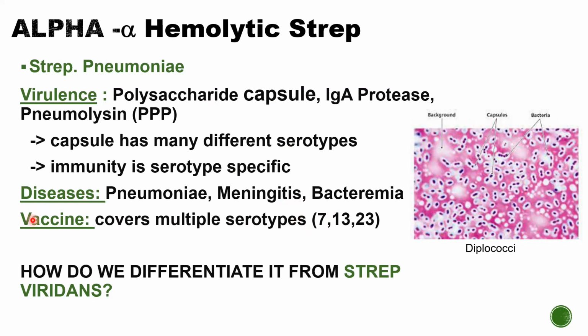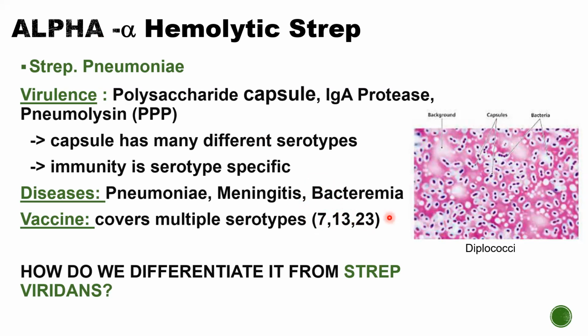The vaccine for strep pneumo covers multiple serotypes. An important concept to keep in mind is that the immune system is serotype specific. Let's say you get infected with strep pneumo serotype 7, your immune system only forms antibodies against 7. It does not form them against 13 or 23. So you form antibodies against it and you're protected against it. But the next time, if you get infected by strep pneumo 13, you'll get the infection again. Your body is not protected from the different strains.